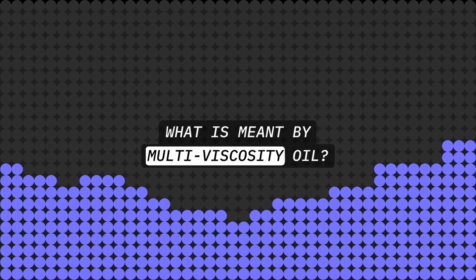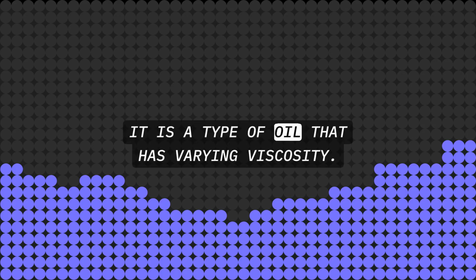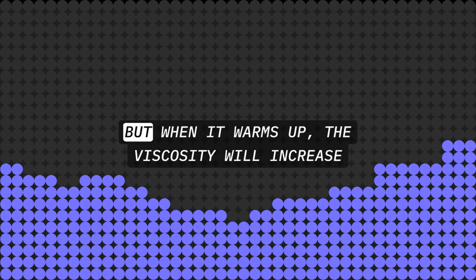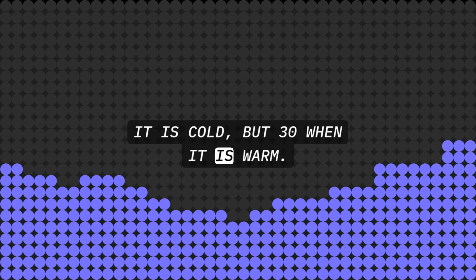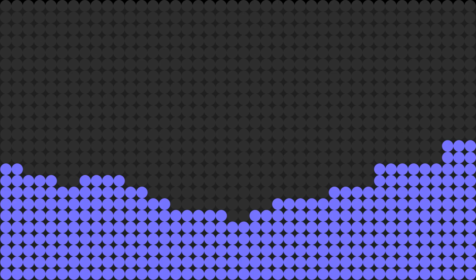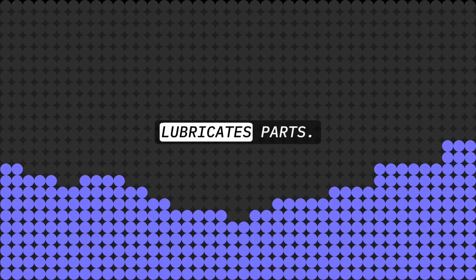What is meant by multi-viscosity oil? It is a type of oil that has varying viscosity. When the oil is cold, it will have low viscosity, but when it warms up, the viscosity will increase for better lubrication. For example, 5W30 has a viscosity index of 5 when it is cold, but 30 when it is warm. What are the purposes of reciprocating engine oil? It cleans, cools, cushions, seals, and lubricates parts.